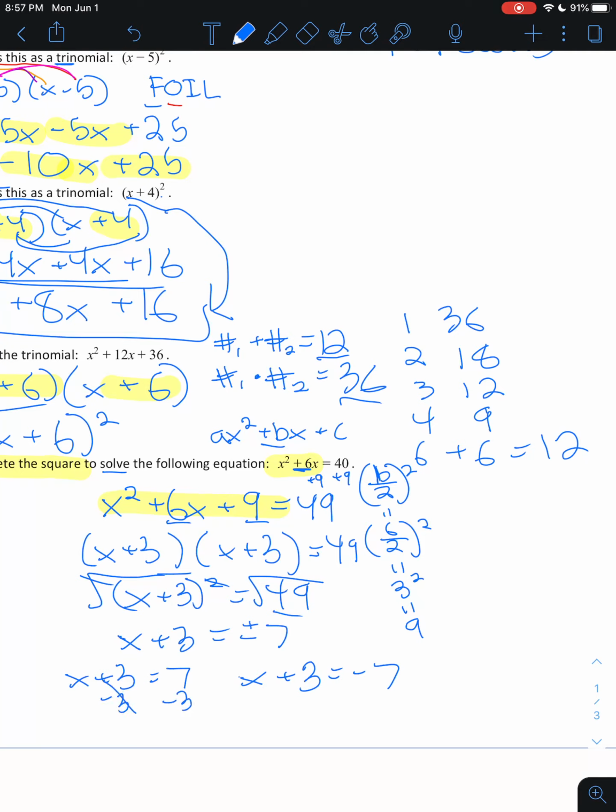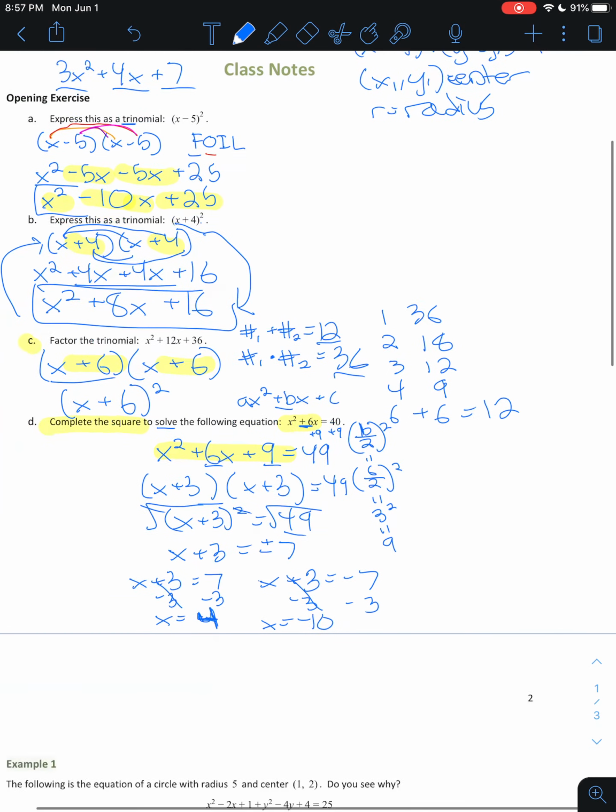So over here we get x equals 4. And over here we get x equals negative 10. Oops, this is supposed to be 4. So we have 4 and negative 10.